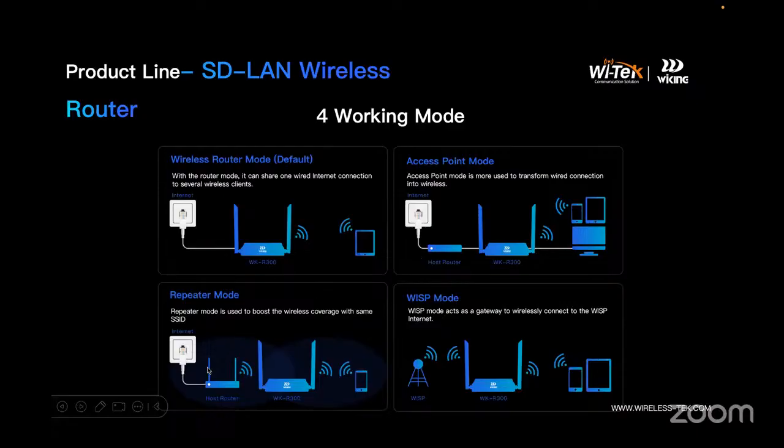And repeater mode is like this: you have a router, but in this location your Wi-Fi signal is not good. You can use this device to receive the good signal, then extend it again. And WISP is similar to a repeater, but it works by connecting to Wi-Fi. Then you can do PPPoE by wireless, then share to other people.